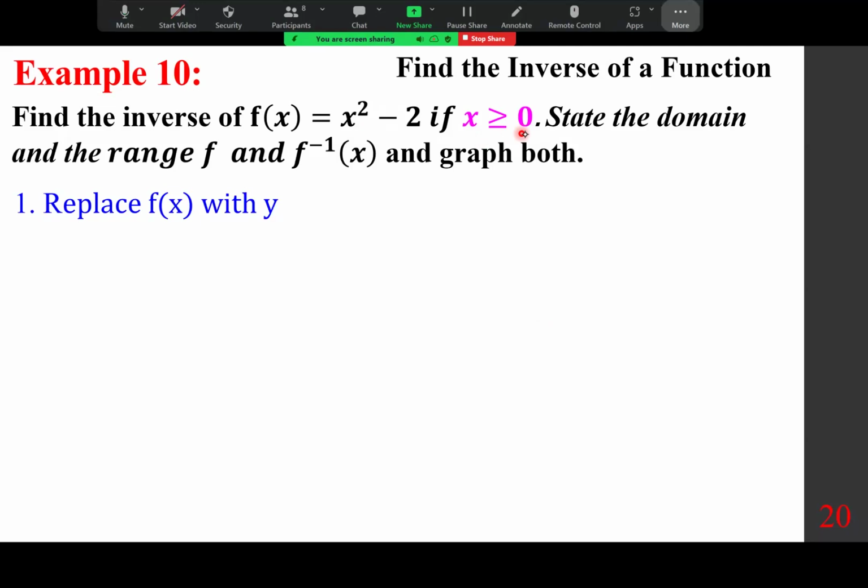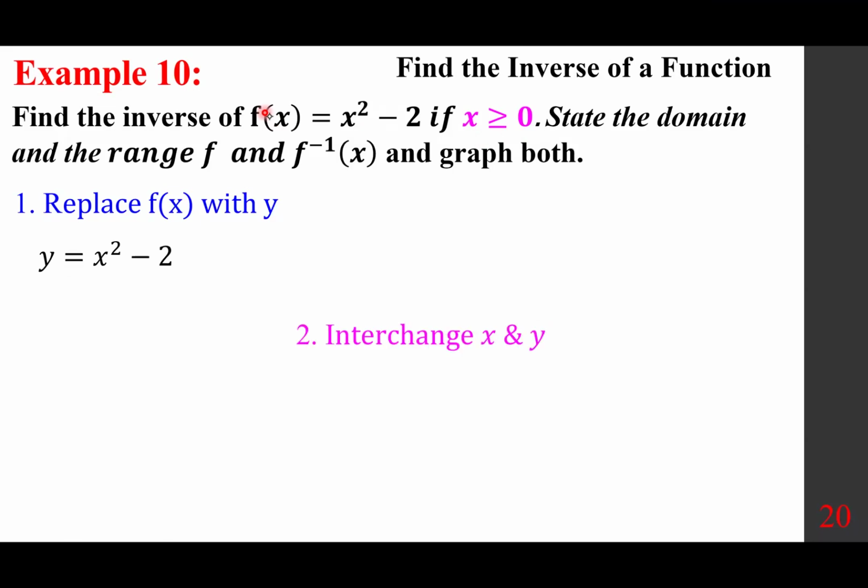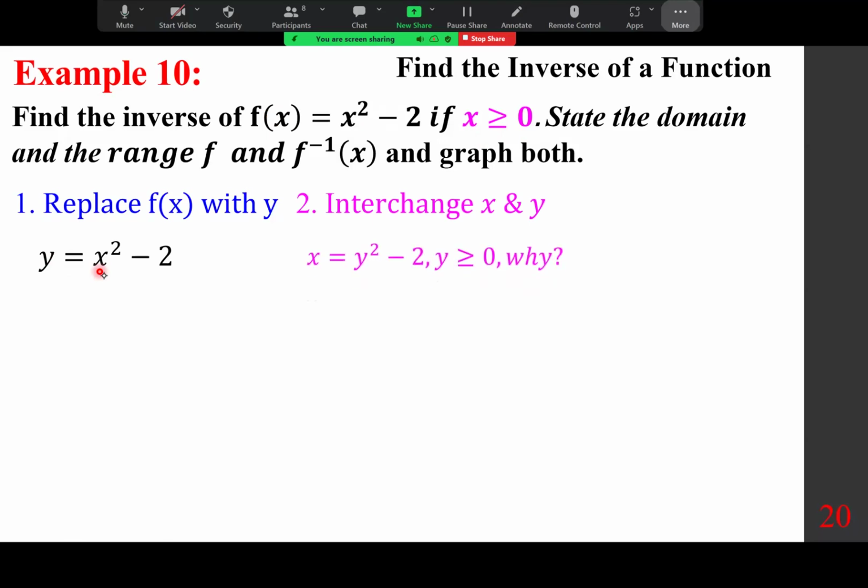So number one, we're going to change the name to y because it makes it easier. Number two, we are going to interchange x and y. So this becomes x, this becomes y squared minus 2. Now, y is larger than or equal to 0. When x is larger than or equal to 0, which is the domain of this function, then y is greater than or equal to 0, which is the range of this function, which is the inverse, as it was mentioned.